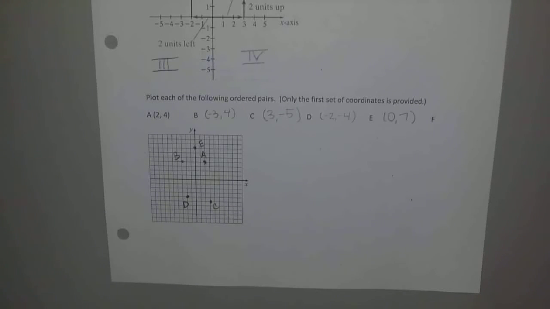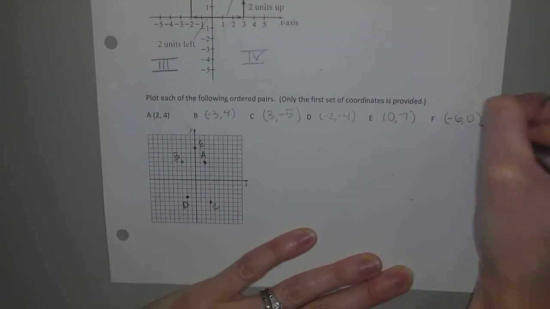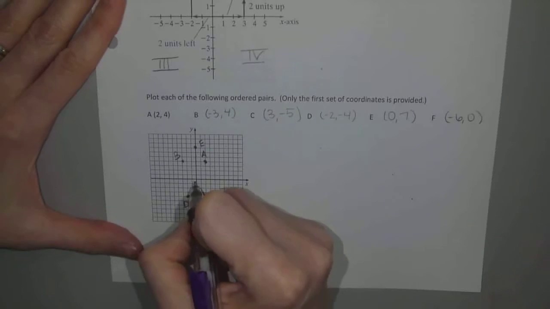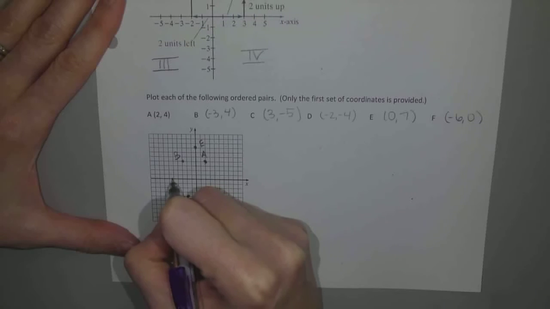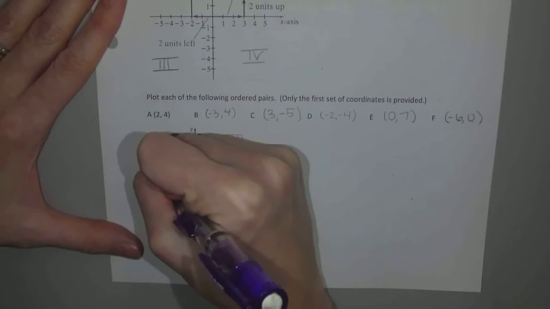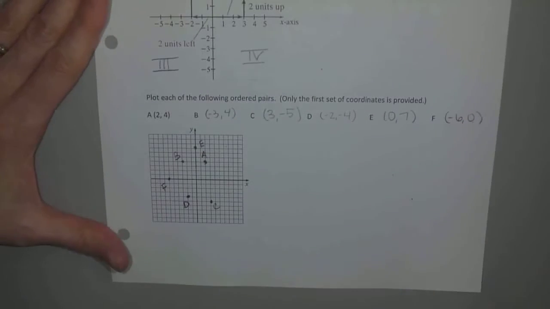And then similarly, let's do F. (-6, 0). What direction are we moving on that one? To the left 6. You got it. So we're going to move to the left 6 because that's our horizontal shift. 1, 2, 3, 4, 5, 6. But since our vertical shift is 0, we're not going up or down. So that's on the x-axis. So that's the x-axis and the y-axis.